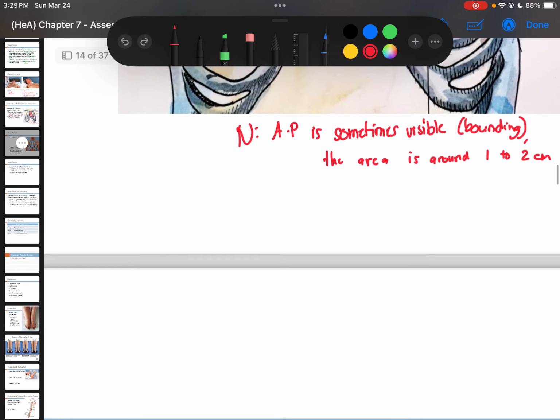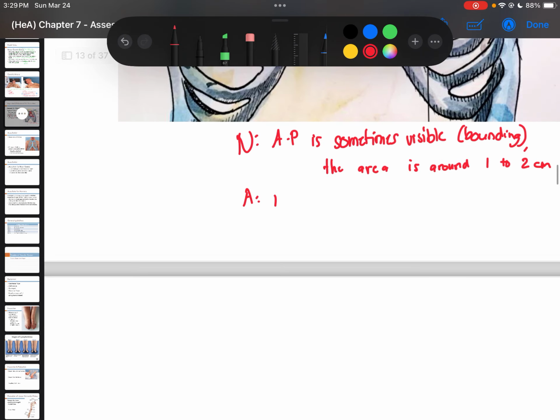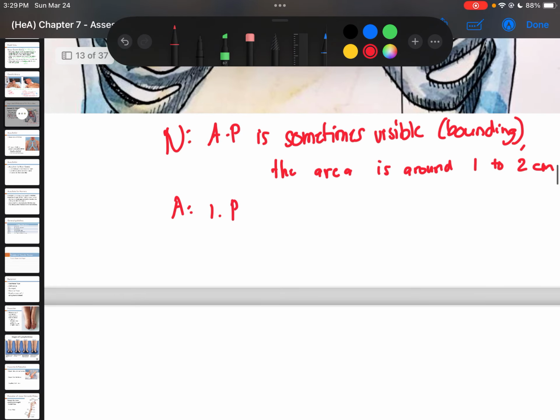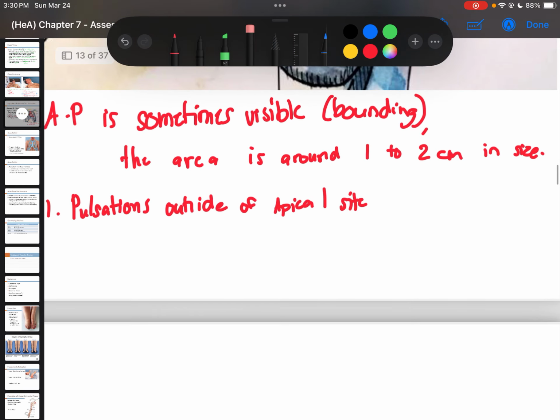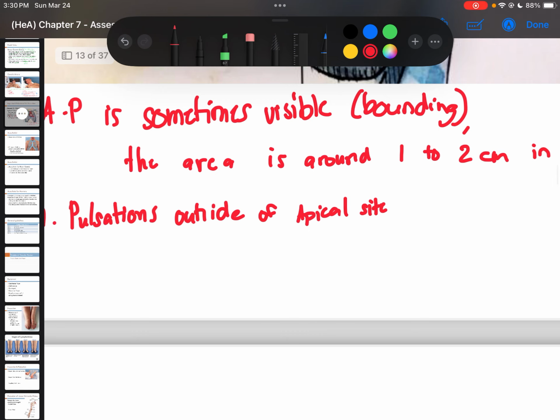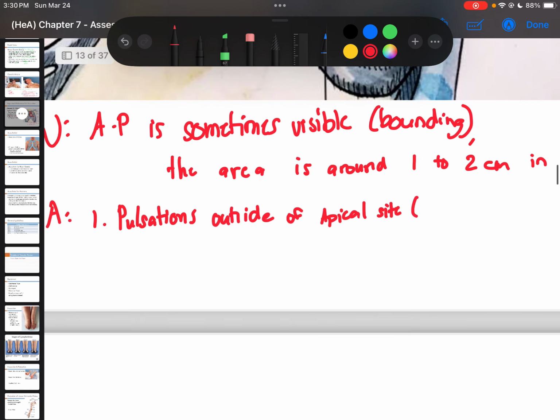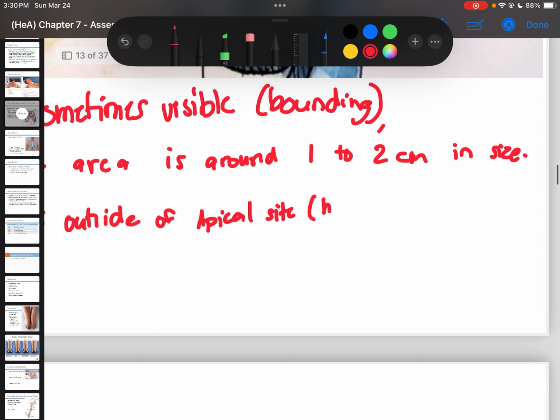However, class, we also have a few abnormal findings, among which is number 1, pulsations. Pulsations outside of the apical site. Pulsations outside of the apical site, which is characterized by heaves or lifts.